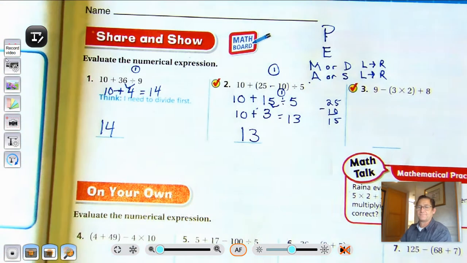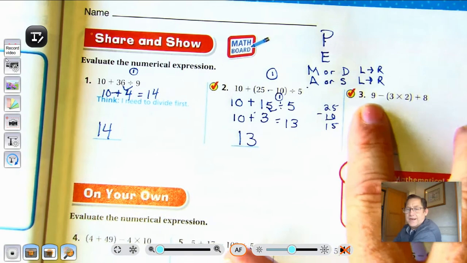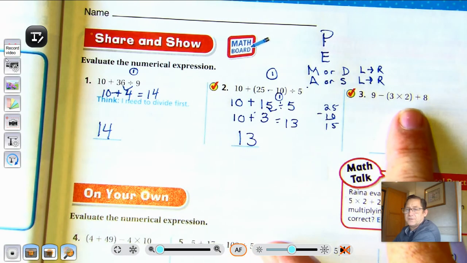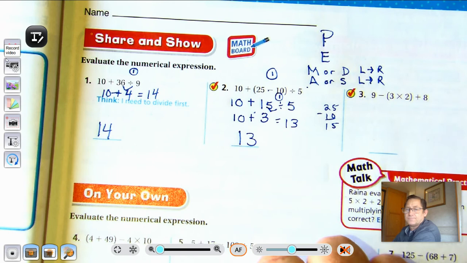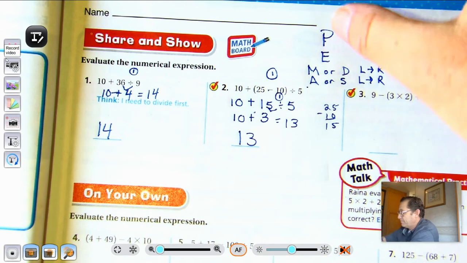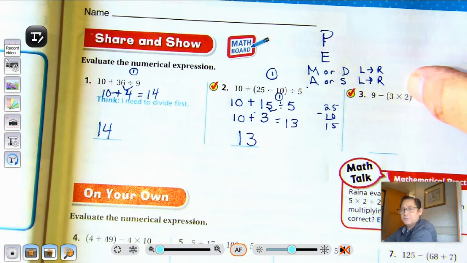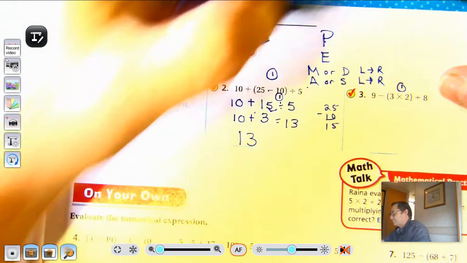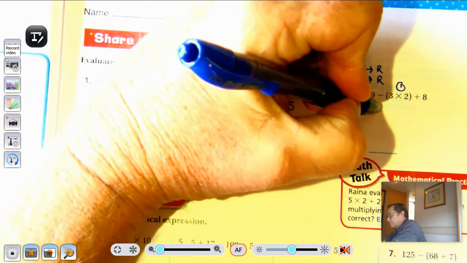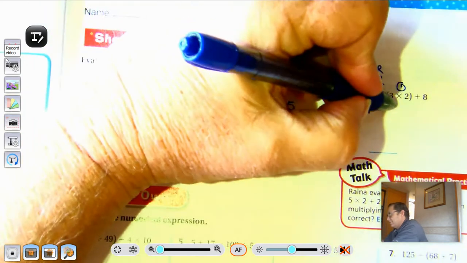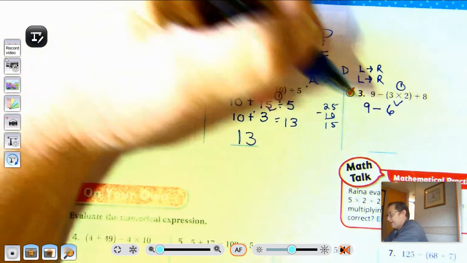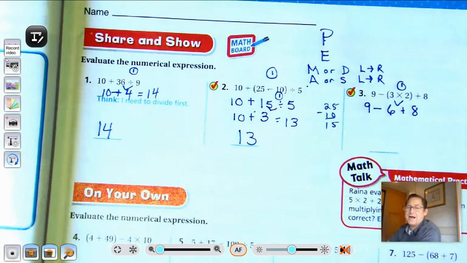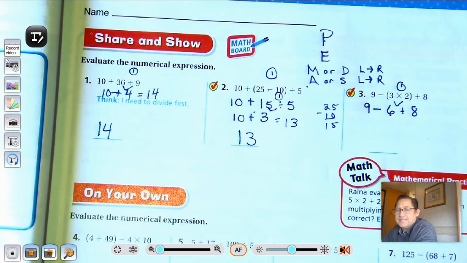Right, number 3. 9, take away the product of 3 and 2 and add 8 more. Okay, so again, I see parentheses in this problem. I have to do that first. So what is 3 times 2? Well, 3 times 2 is just 6, right? That's a basic math fact. Plus 8. Now we have subtraction and addition. Now we're going to add or subtract left to right.